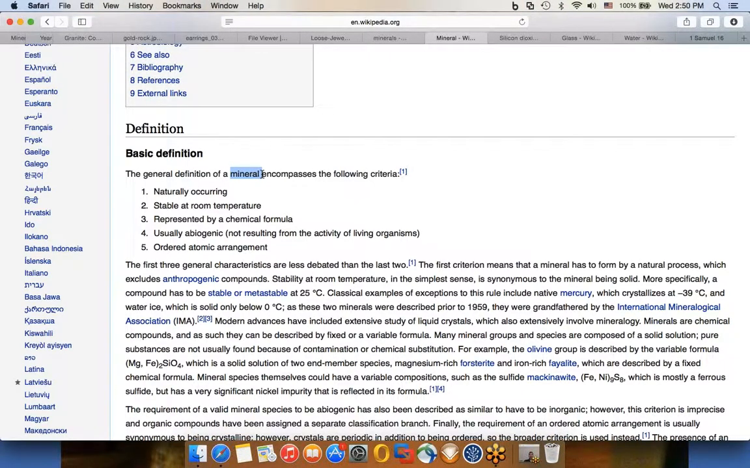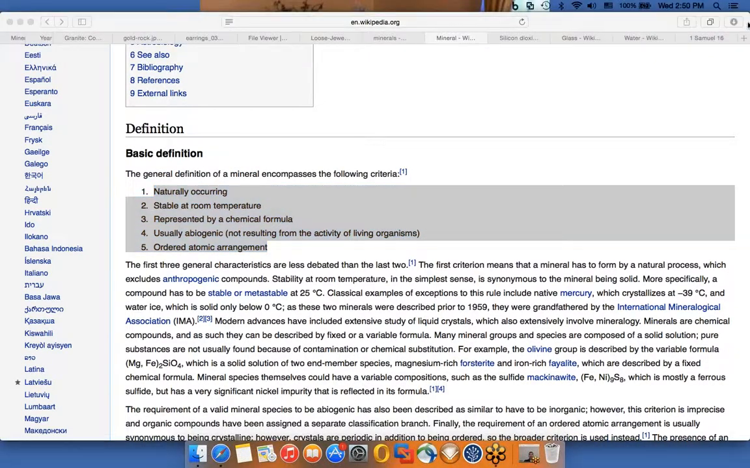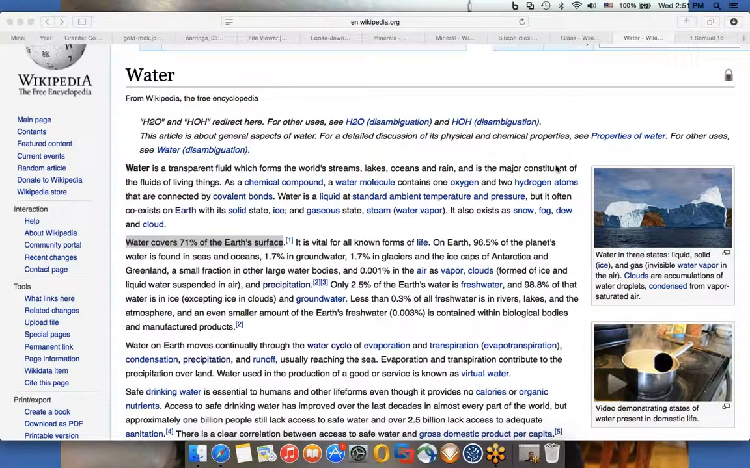I imagine that mercury is also liquid and is also a mineral. So I would say that water is also a mineral. I don't know. That would be something that I would love to ask and find out. To me it fits all the definitions of a mineral.